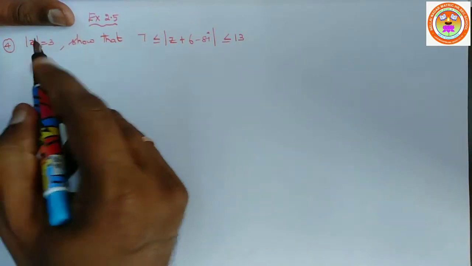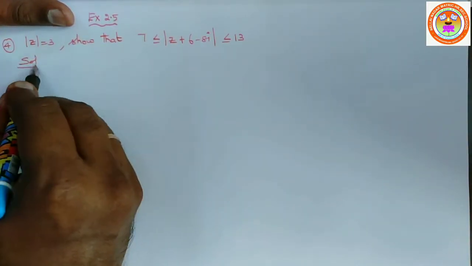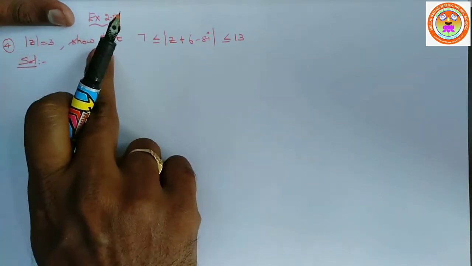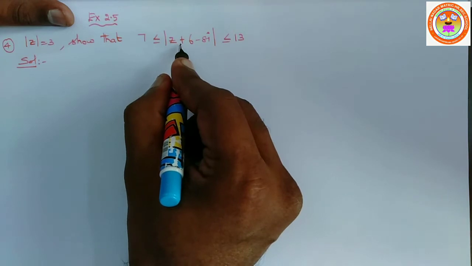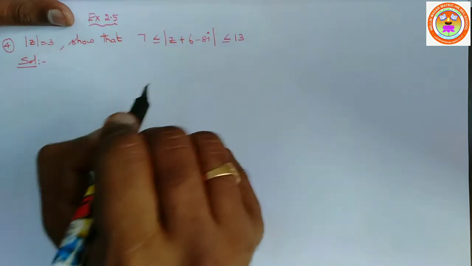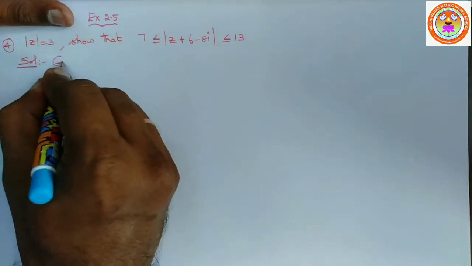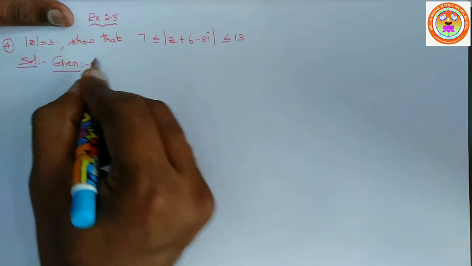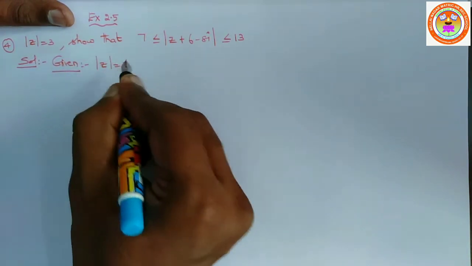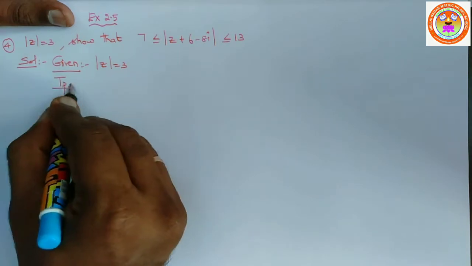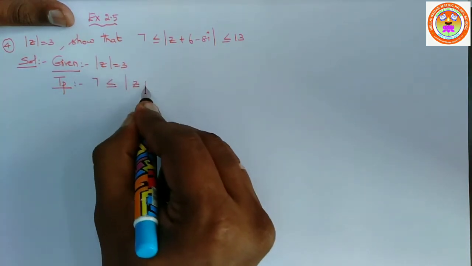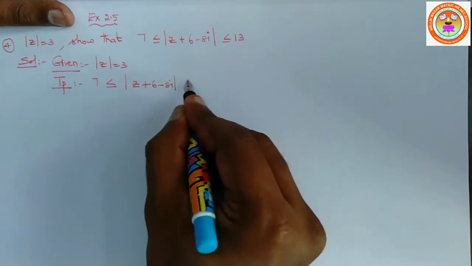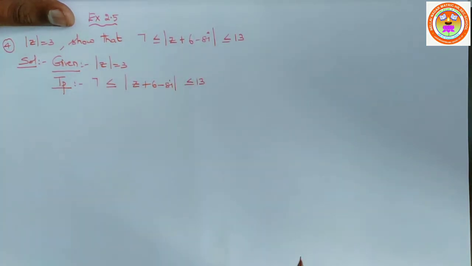If modulus of z is equal to 3, show that 7 is less than or equal to modulus of z plus 6 minus 8i, which is less than or equal to 13. So given is modulus of z is equal to 3. To prove, what do I need to prove? 7 less than or equal to modulus of z plus 6 minus 8i less than or equal to 13. How can we solve this sum?